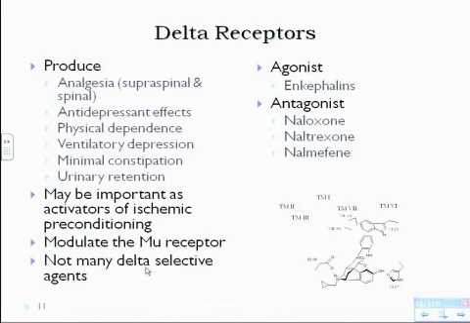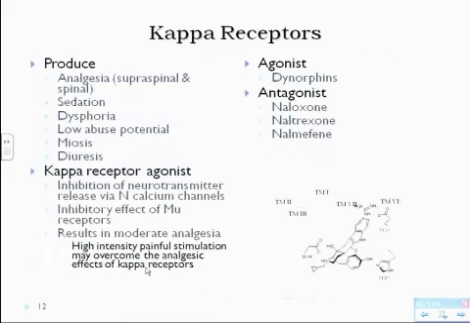We're still trying to figure out how to produce them adequately, which we just haven't done a good job of. The agonists that we have naturally are the enkephalins. Enkephalins bind to delta receptors. The antagonists, again, all fit the same thing. The kappa receptors are the next receptor. They provide both supraspinal and spinal anesthesia.